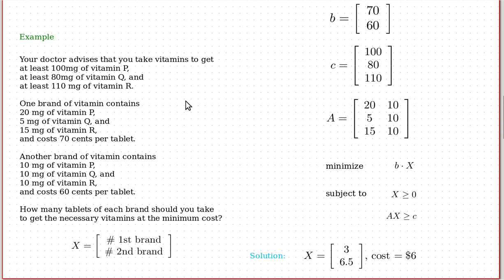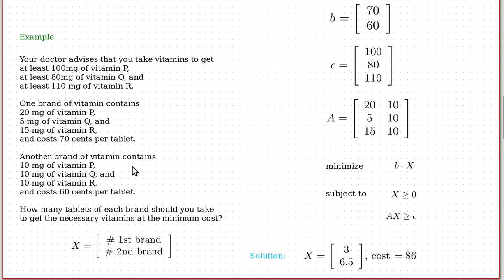Okay? Now, the store sells two different brands of vitamins that provide P, Q, and R. One brand contains 20 milligrams of vitamin P, 5 milligrams of vitamin Q, this is per pill, and 15 milligrams of vitamin R per tablet. And each tablet costs 70 cents. There's another brand at the drugstore where each pill or tablet contains 10 milligrams of vitamin P, 10 milligrams of vitamin Q, and 10 milligrams of vitamin R. And that one costs 60 cents per tablet.